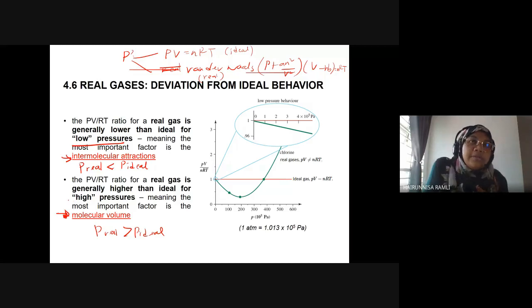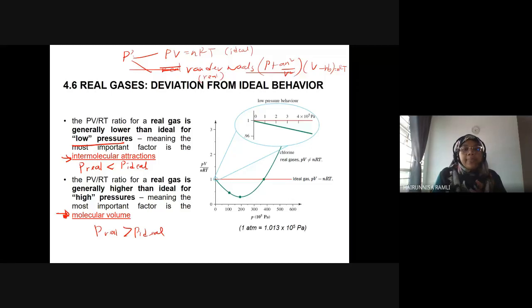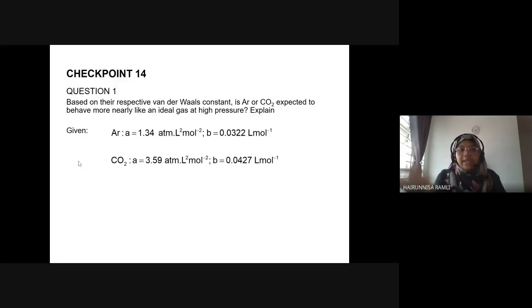Dia bukan maksud dia kita cuma ambil kira IMF je, intermolecular attraction je. Molecular volume tak ada effect. No, both have effect, intermolecular forces and molar volume. Tapi which one is more significant? Atau factor mana yang lebih kuat? Ini by looking at for this one. P real less than ideal or P real more than ideal. Okay, you akan lebih faham nanti bila kita tengok pada contoh lah eh. Contoh dia ada lepas ni.